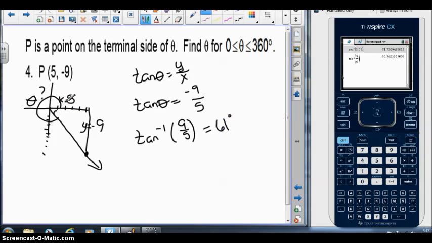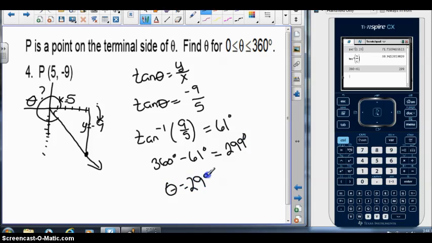But we know that's not our answer because 61 degrees would be in the first quadrant. Since we're starting here and coming back with 61 degrees, we will do 360 degrees minus 61 degrees, which gives us 299 degrees. So theta is 299 degrees. All right, so we're just pulling it all together now using all the different things that we've learned about trig functions.